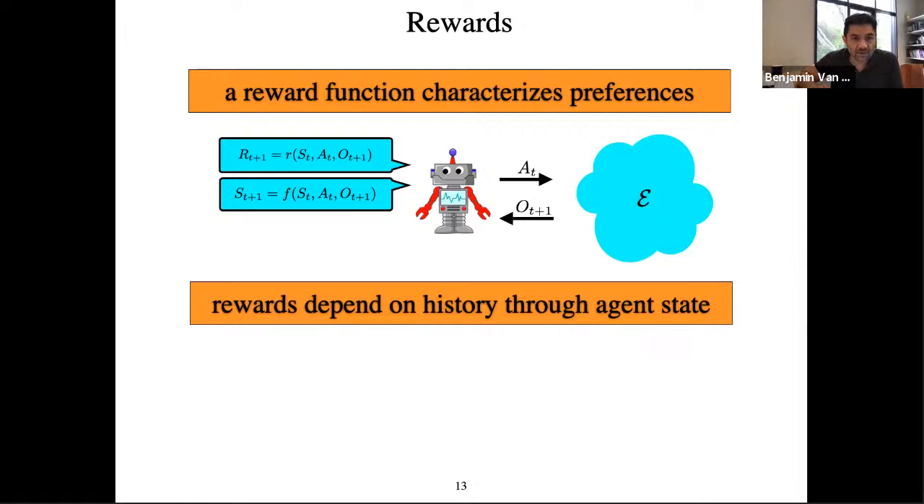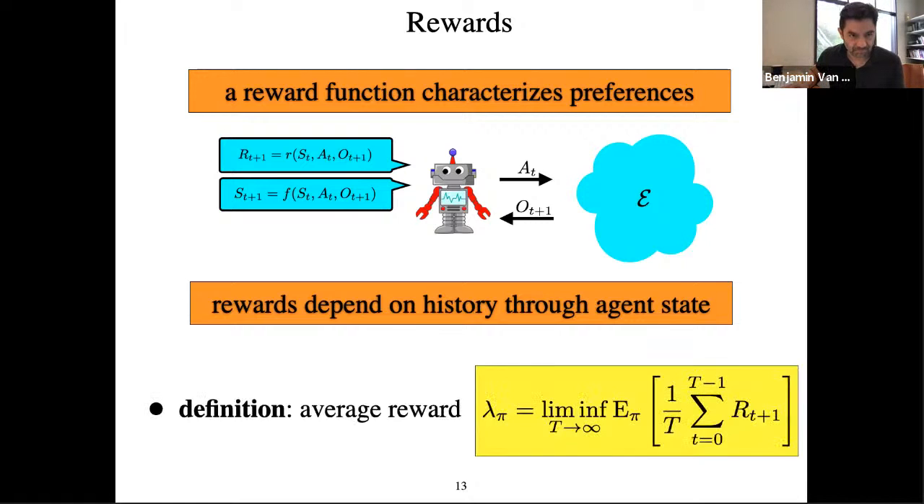Okay, so one thing to note about these rewards is that they depend on history only through the agent state and the immediate observation. All right, and we're going to think of performance in terms of average reward, or eventual performance in terms of average reward. And the average reward for a policy pi from any of the three classes I described earlier, we're going to define this way. It's a limit of the expected average reward.